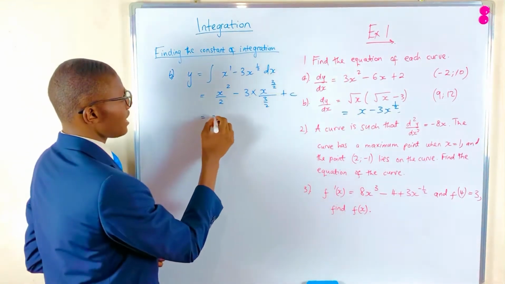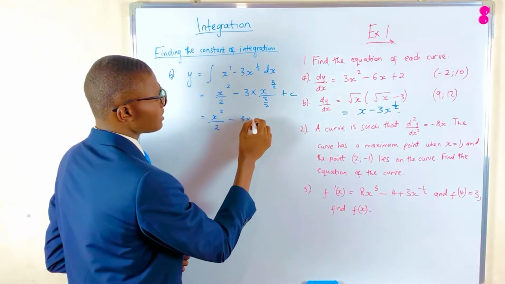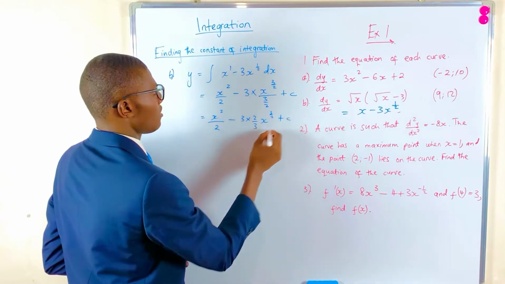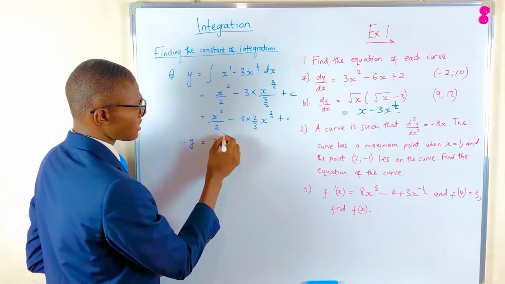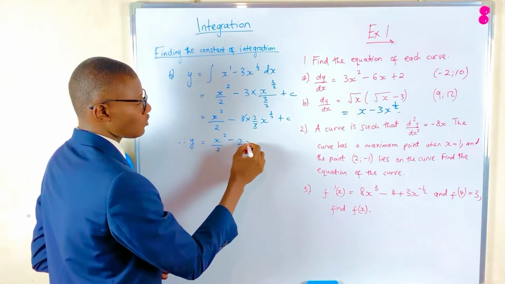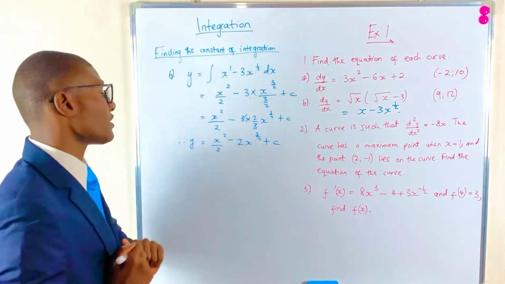So now we shall say x to the power of 2 over 2 minus 3 times 2 over 3 x to the power of 3 over 2 plus c, which will simplify to y being equal to x squared over 2 minus 3 and 3 will cancel, 2x to the power of 3 over 2 plus the constant of integration c.